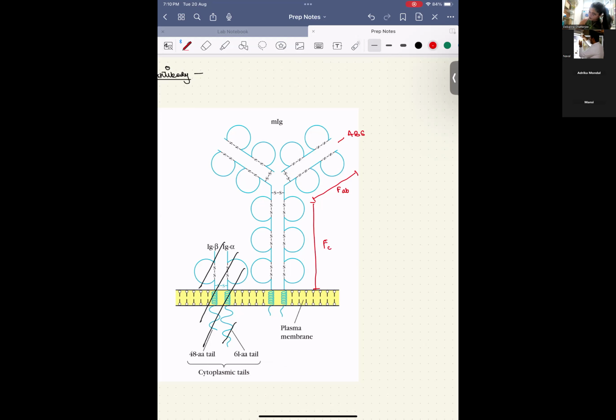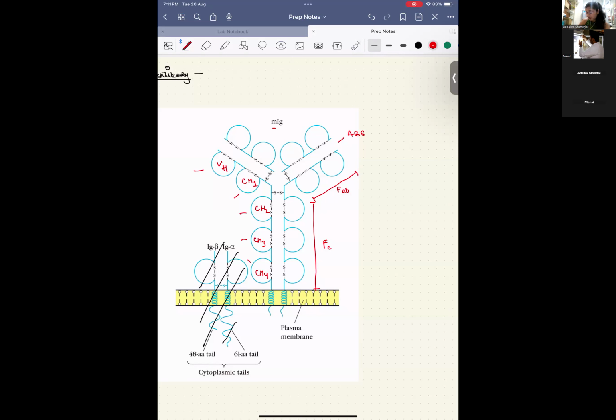Okay. So here, if you see, this we said is the antigen binding site. This part is known as the fragment AB, the antigen binding fragment. And this part is known as the constant region, or FC. These regions are CH1, CH2, CH3, and CH4, and this is the variable region of the heavy chain, and the others are the constant regions of the heavy chain.